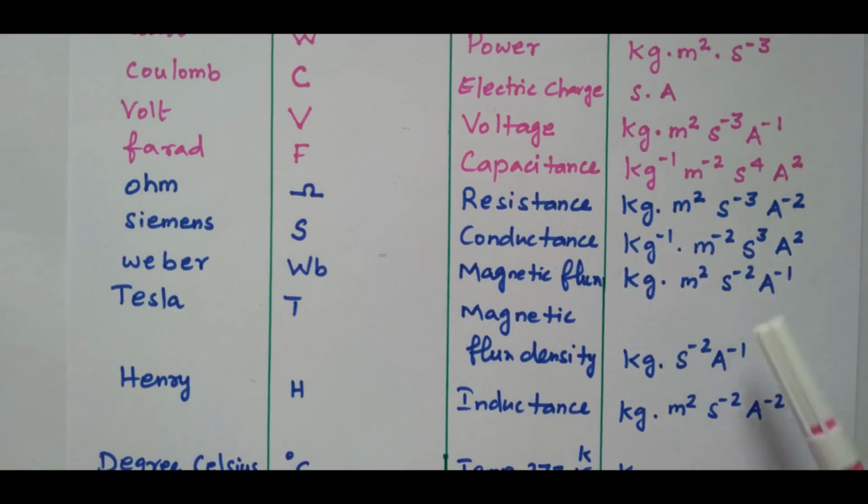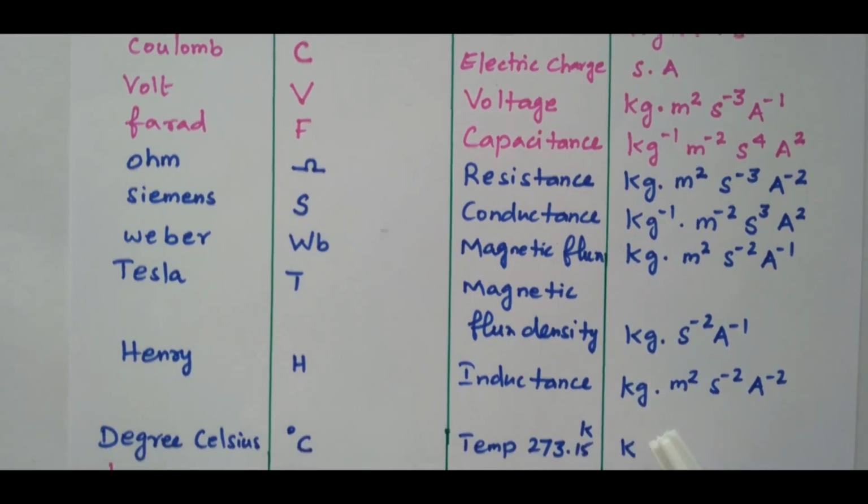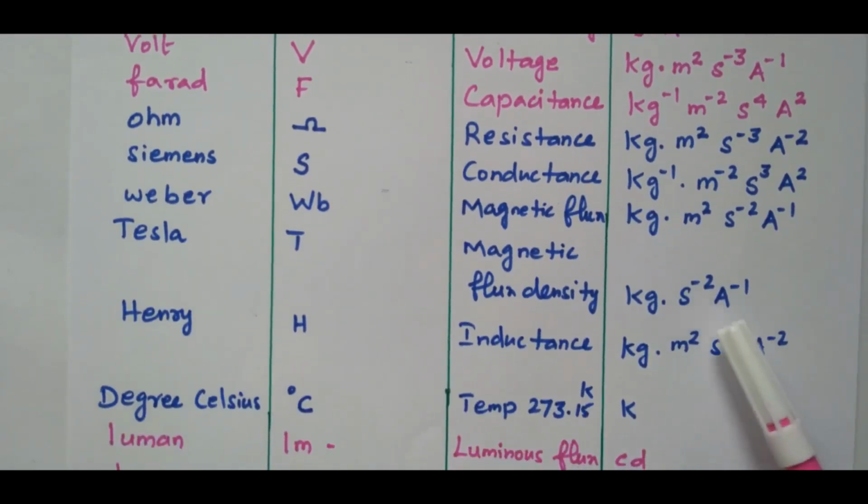That is for conductance. Then magnetic flux, the unit is Weber. The symbol is WB. The base units are kg dot m square s power minus 2 a power minus 1. Magnetic flux density is given as Tesla. The symbol is T. The base units are kg s power minus 2 a power minus 1.